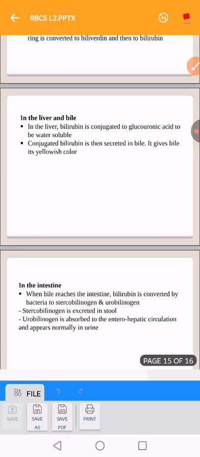So after that, the bilirubin reaches the intestine. Bilirubin is converted by bacteria to stercobilinogen and urobilinogen. The stercobilinogen is excreted in the stool, and urobilinogen enters the enterohepatic circulation and is secreted through the kidneys and appears normally in the urine.